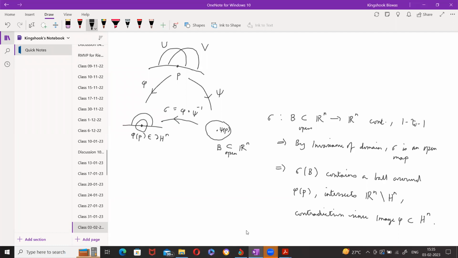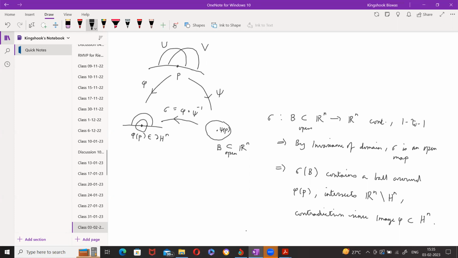So you cannot have P mapping into an interior point of Hn if it maps into the boundary of Hn in some chart. All right. Is that clear? Yes, sir, it is clear. So that means that boundary points are well defined.